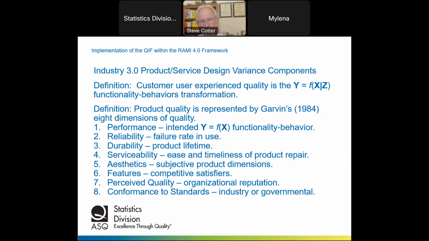Perceived quality, this is the organizational reputation. It sometimes biases the preceding 6 dimensions of quality. And then conformance to standards, these are industry or governmental standards, particularly in Europe, where there are a lot more product standards.